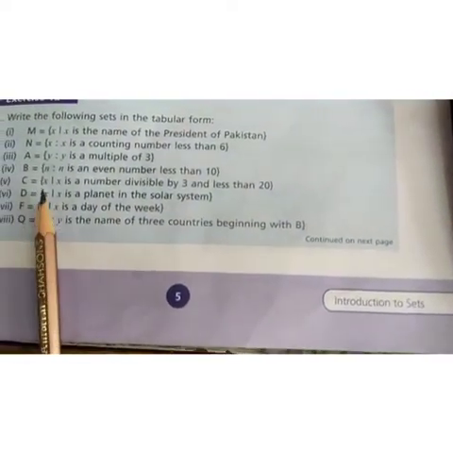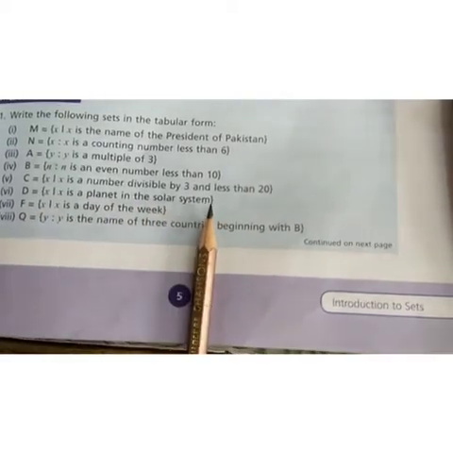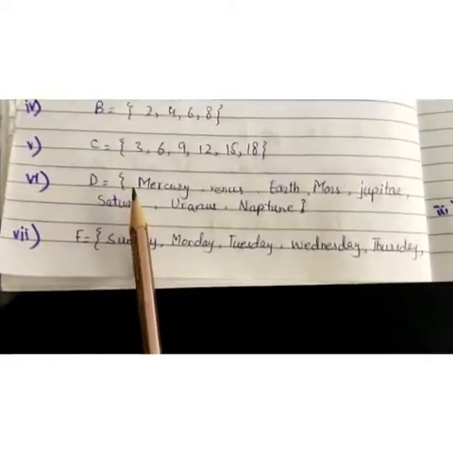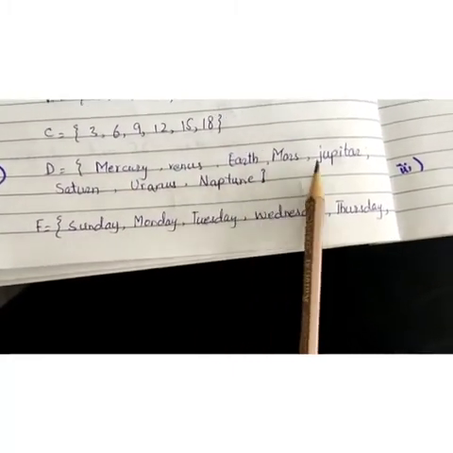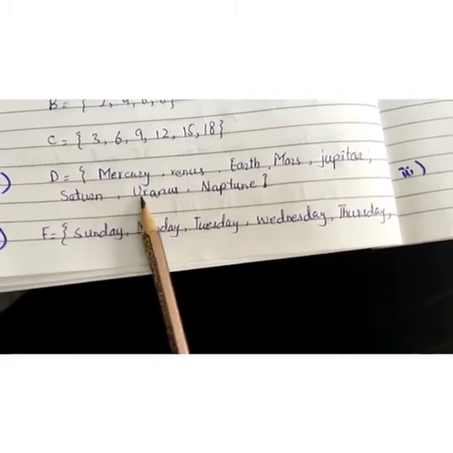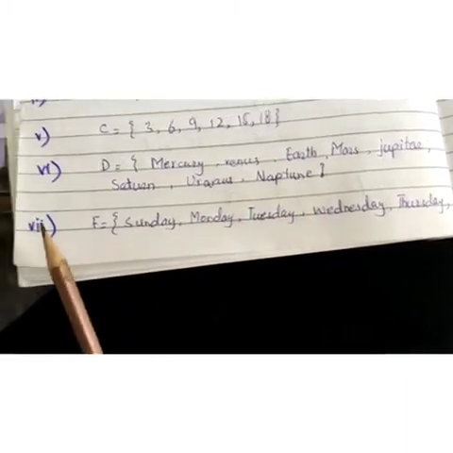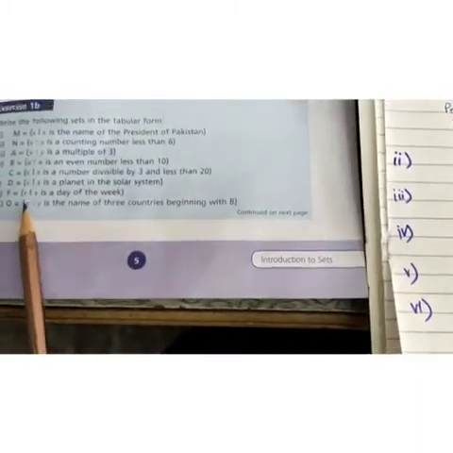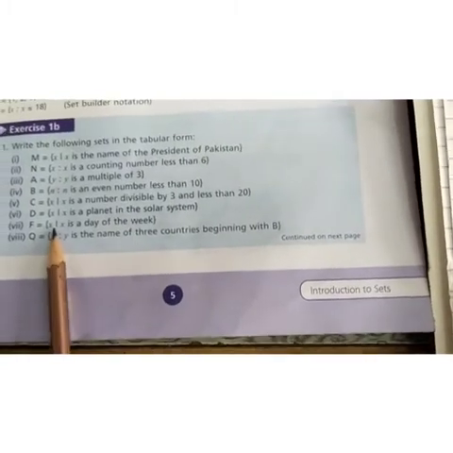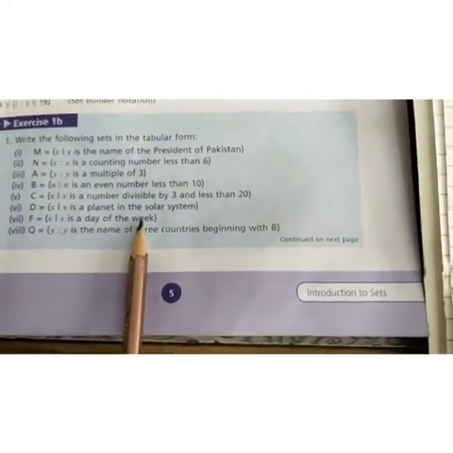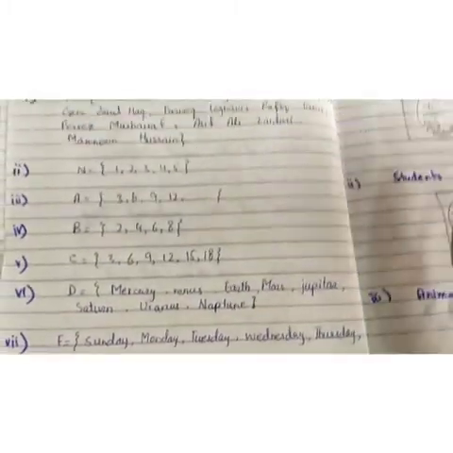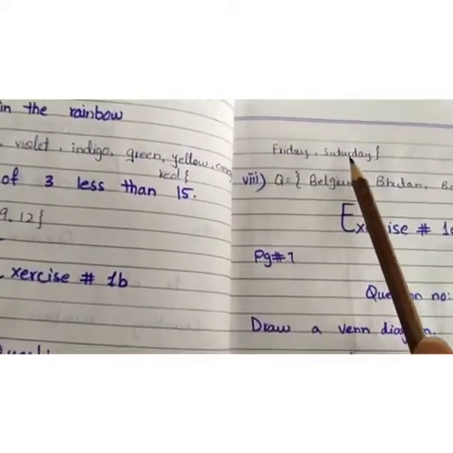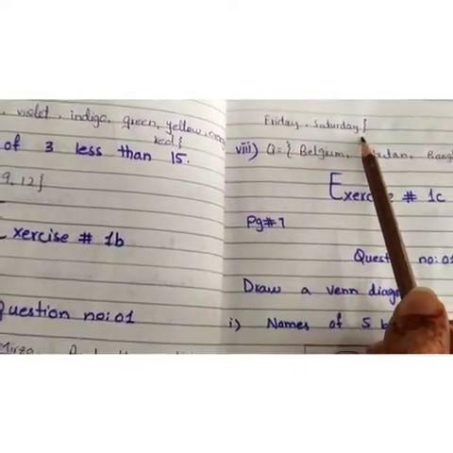Next, x such that x is a planet in our solar system. Name the planets: Mercury, Venus, Earth, Mars, Jupiter, Saturn, Uranus and Neptune. And next, second last, F is a set of x such that x is a day of the week. Days of the week: Sunday, Monday, Tuesday, Wednesday, Thursday, Friday, Saturday. Then close your curly bracket.